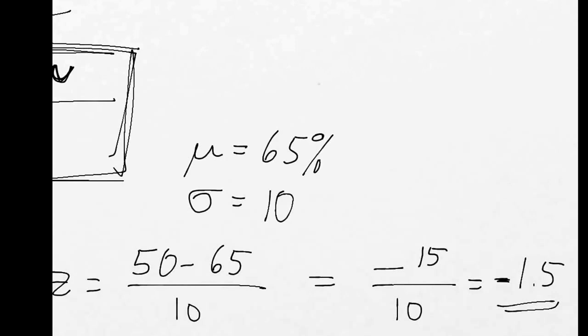So, a set score of minus 1.5 tells me you are 1.5 standard deviations away from the mean, and the minus tells me you are on the wrong side of the mean. You are doing worse than the mean.